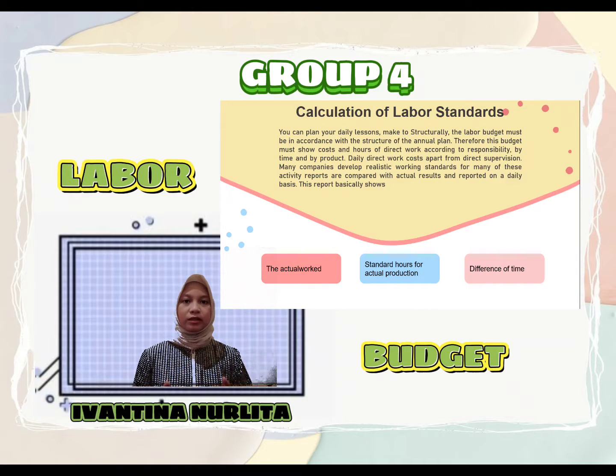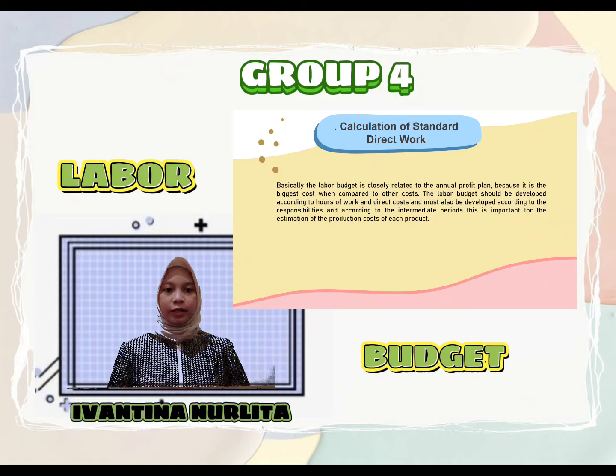Many companies develop realistic working standards for many of these activities. Reports are compared with actual results and reported on a daily basis. This report basically shows, first, the actual hours worked; second, standard hours for actual production; and third, the difference of time. Calculation of standard direct work.